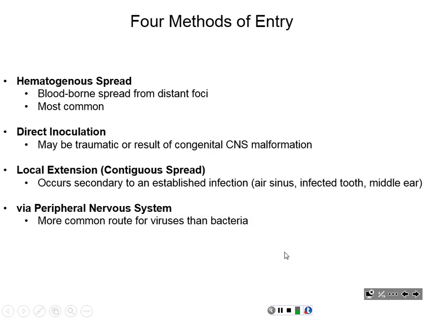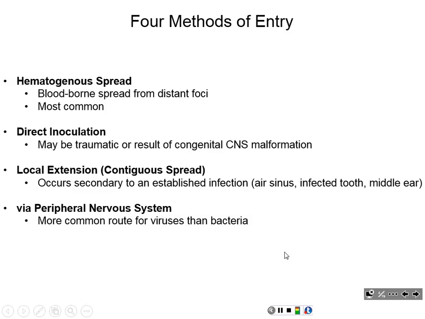And there are 4 different methods that they can go from the rest of your body into the central nervous system. The first and the most common is hematogenous spread. This is a blood-borne spread from a distant focus of infection. So you're talking, these things begin with like a pulmonary infection or endocarditis and travel to the brain. The second is direct inoculation. This may be traumatic, it may be surgical, it may be the result of a congenital CNS malformation, but this is just direct entry from the outside to the inside of the CNS.